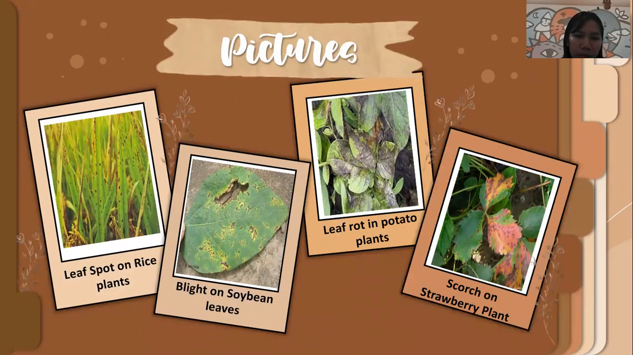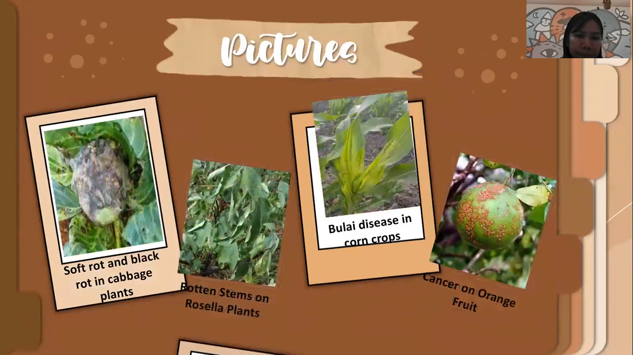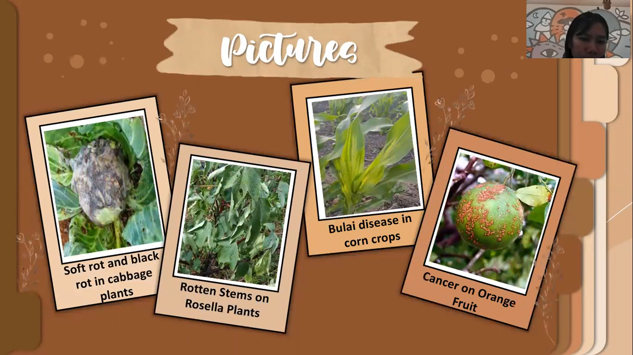These pictures are examples of symptoms. There are leaf spot on rice plants, black soybean leaf rot in potato plants, scorch on strawberry plant, soft rot and black rot in cabbage plants, rotten stem on Brussels sprout plants, bullseye disease in corn crops, and cancer on orange fruit.